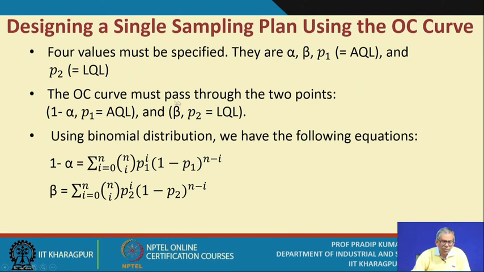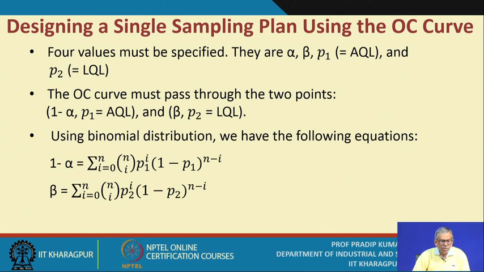The OC curve must pass through the two points. That means suppose you specify all these four values and you design a sampling plan. Against the sampling plan, you need to construct the OC curve, and this OC curve must pass through both these points, that is (P1, 1 minus alpha) and (P2, beta). So this point we have already elaborated when we were discussing the OC curve.